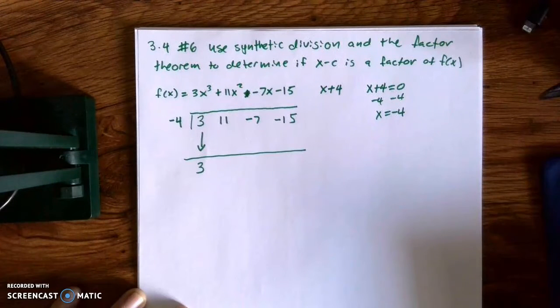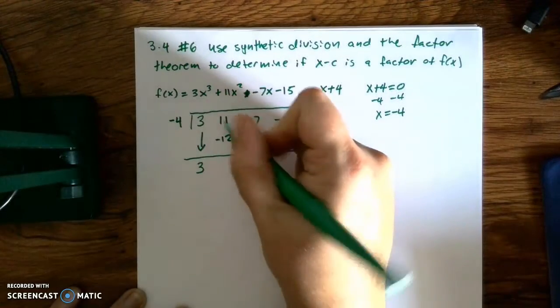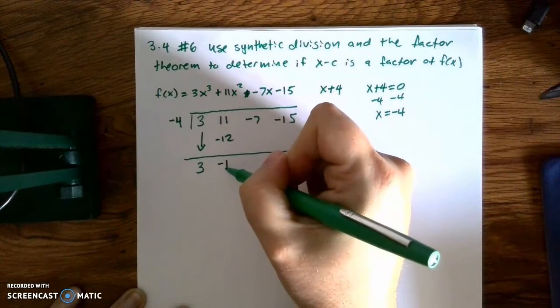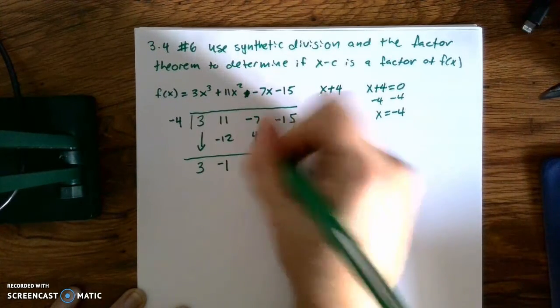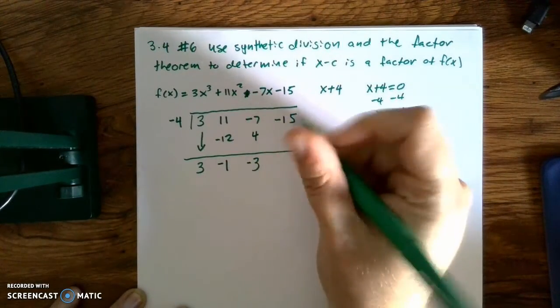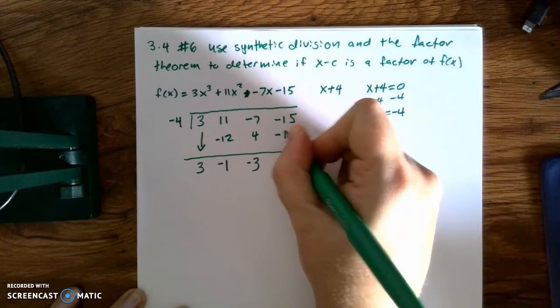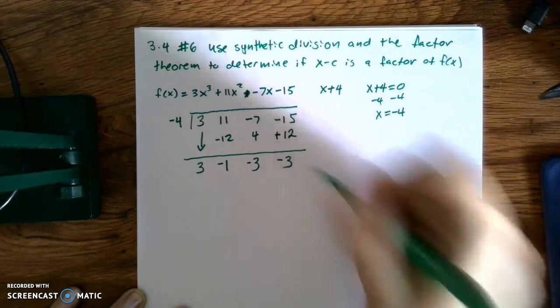Okay, so I drop down the 3, then I multiply by what's in front. So 3 times -4 gives me -12. And then I add them together. And then I multiply 4 times -4 times -1 is a +4. Then I add it together. And then I multiply. Oh, it's a +12. And then I add it together.